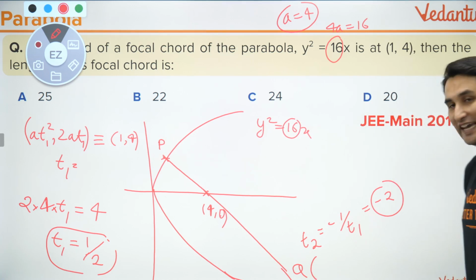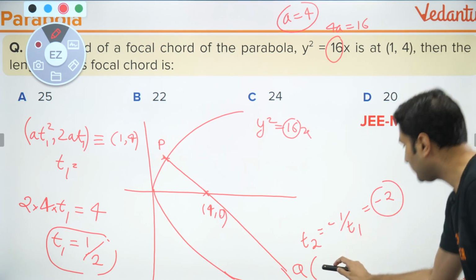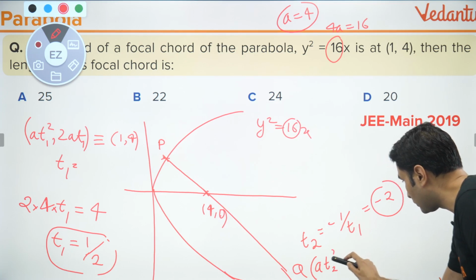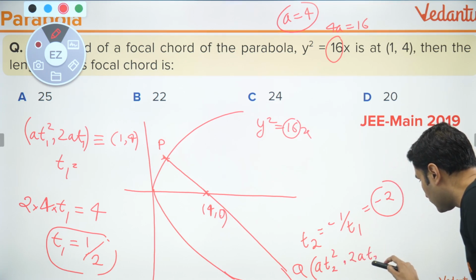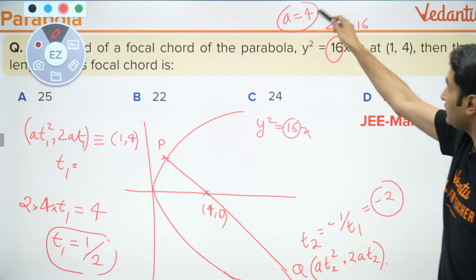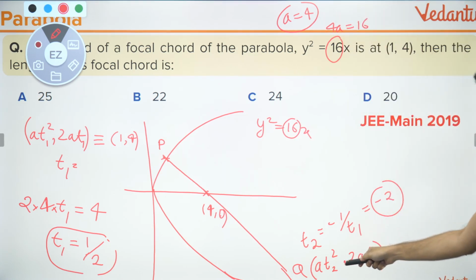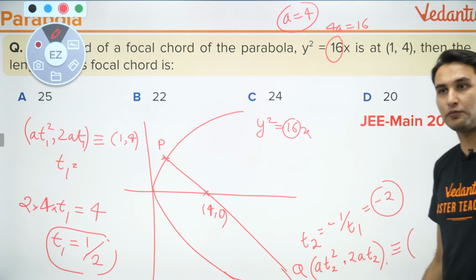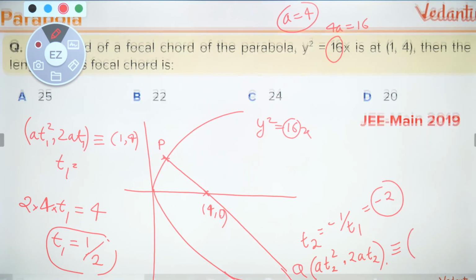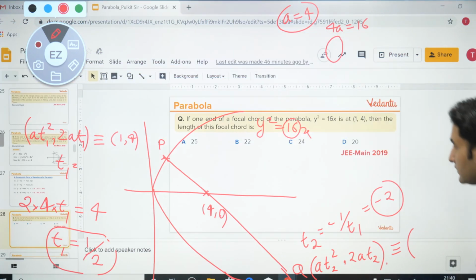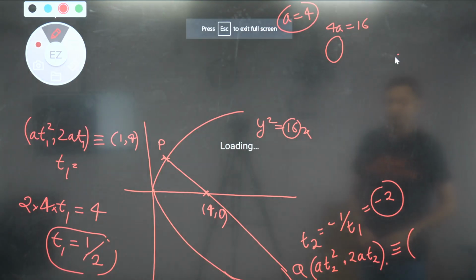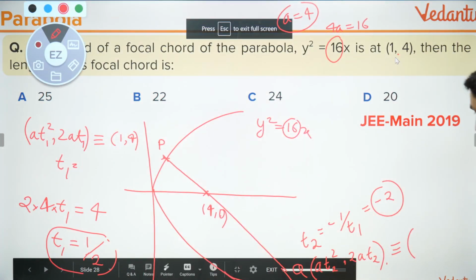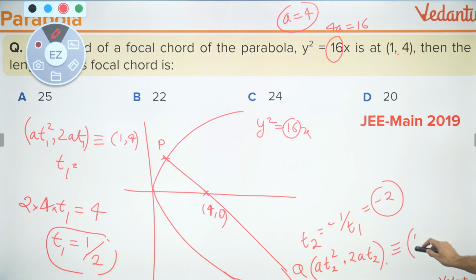So what will be this point? (at2 square, 2at2). इस पॉइंट को लिख लो. a you know, a कितना है? a is 4. t2 is कितना है? -2. Can you find out the point बच्चों? What is the point coming out? कितना आ जाएगा? 16 comma minus 16. Bas.